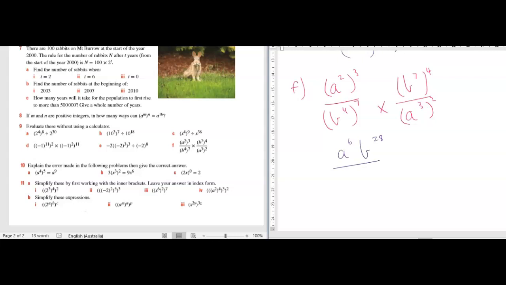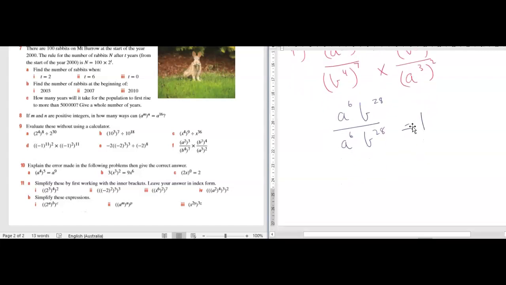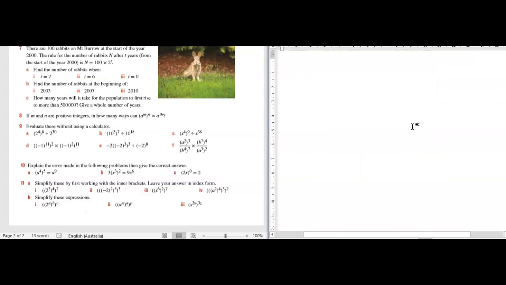So I'm going to put the A first. 3 times 2 gives you 6. And then 4 times 7 is 28. And when you have the same number on your numerator as you do on the denominator, and it doesn't matter that we're working in terms of A and B here, they're exactly the same thing, we get 1. Okay, so it simplifies to 1.